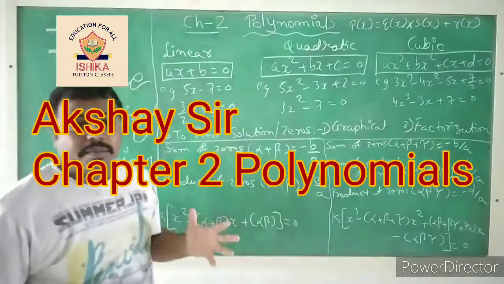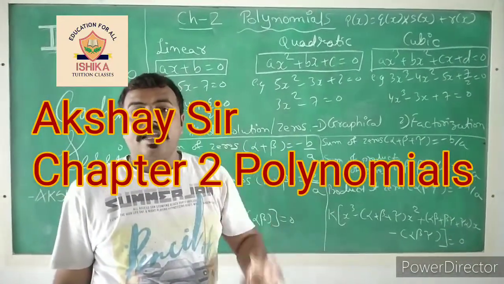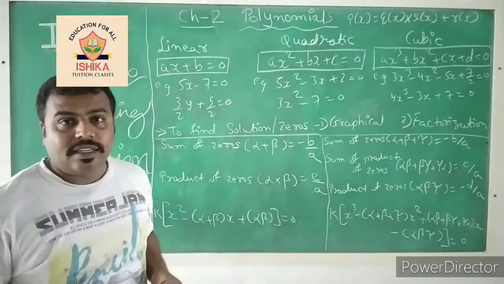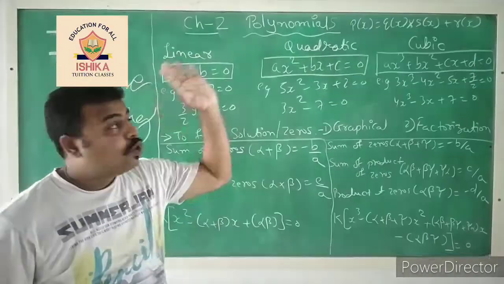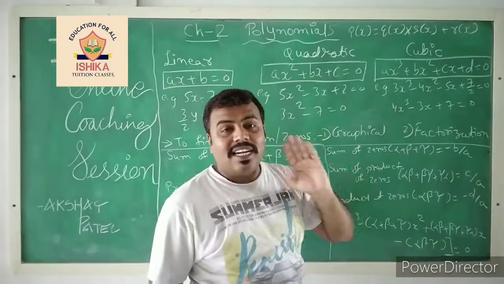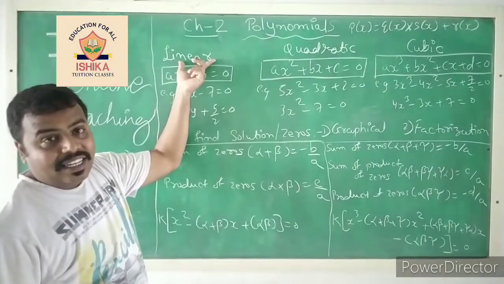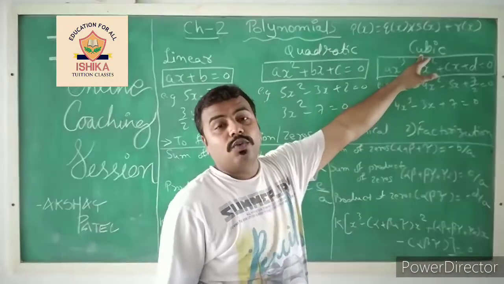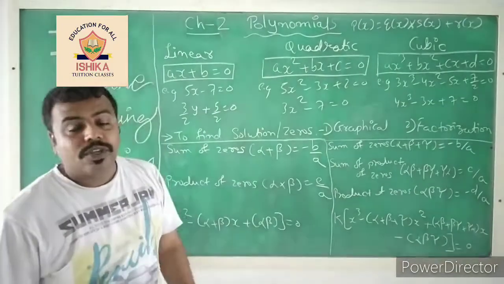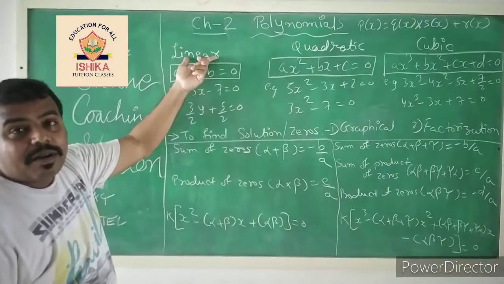Now this chapter's basic information you have been learning from standard 8. Now as you can see in your 10th syllabus, polynomials up to cubic you have to study. That is, first is linear polynomials, second is quadratic, and third one is cubic polynomials. Now you can see on the board the standard form of linear polynomial.